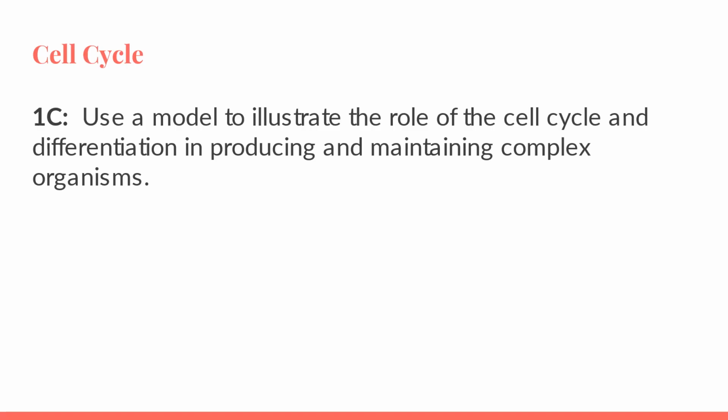So again, just as a reminder, this is what I would like to see you be able to do by the end of this module. It should say target 2C, not target 1C, but you need to be able to use a model to illustrate the role of the cell cycle and differentiation in producing and maintaining complex organisms.